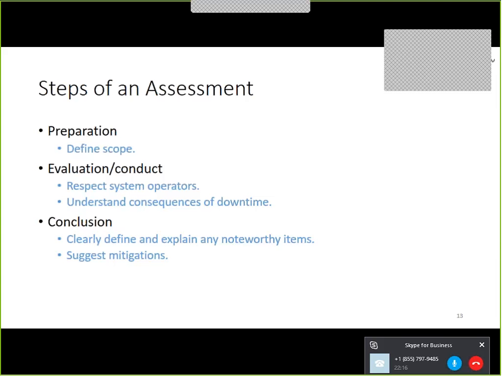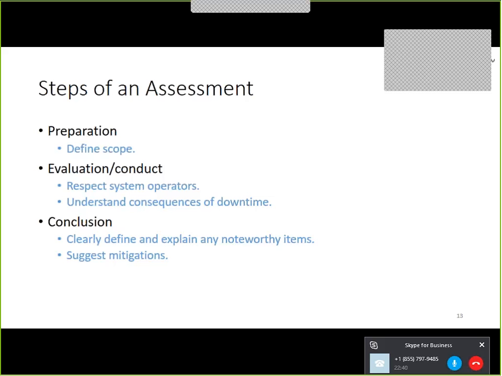Another key point in industrial control systems is to understand the consequences of downtime. By that I mean, if I'm going to connect to a system, and that is, let's say, the main EMS, and that's in scope for me to do, I don't turn it off. Because if I turn it off, there's no energy management system anymore, and bad things are going to happen, right?